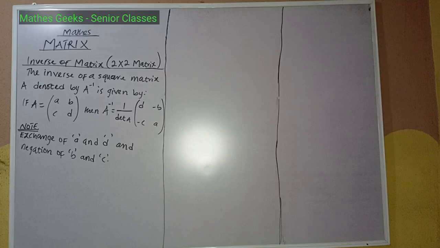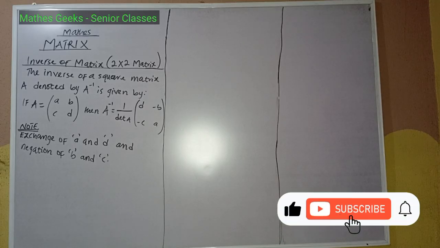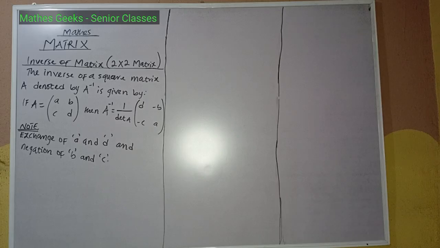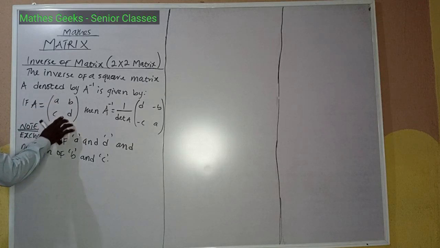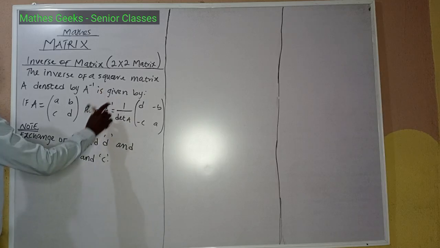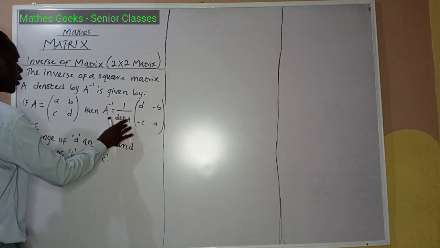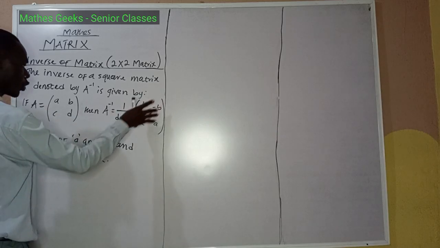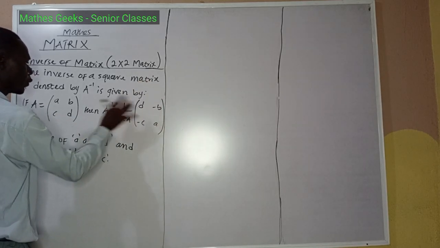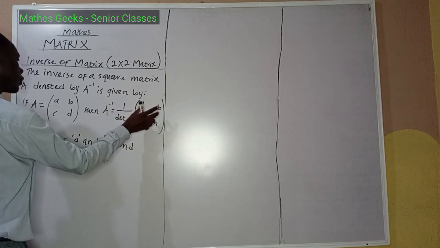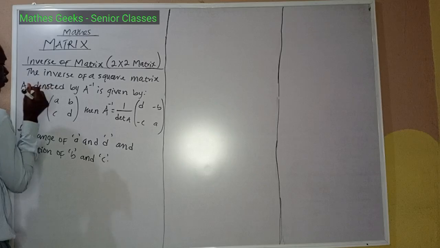These videos will focus on the inverse of a matrix, and particularly we're going to look at the 2 by 2 matrix. The inverse of a square matrix A, denoted by A raised to the power -1, which is the symbol for inverse matrix, is given by: if A has entries a, b, c, d, then A inverse is equal to 1 over the determinant of matrix A, multiplied by these entries of the matrix A inverse.